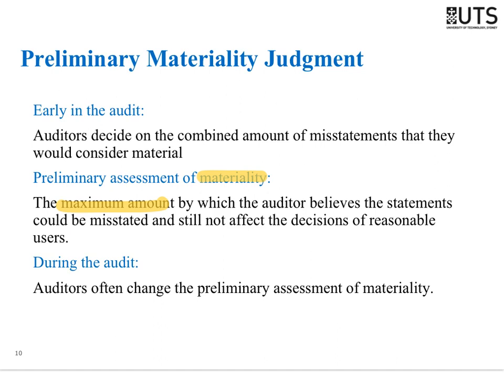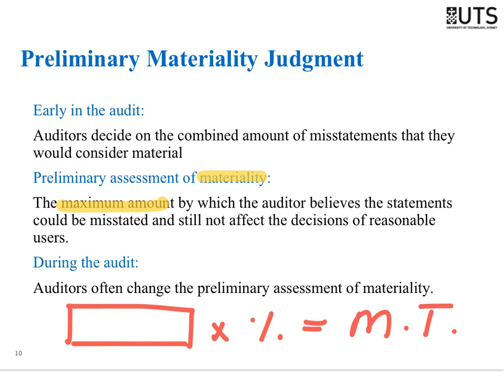As I said to you, the way that we actually go about determining this threshold is we select a particular base account, we multiply it by a certain percentage, and the result of that calculation is your materiality threshold. Now, what do I want to emphasize, guys? There is a great amount of judgment involved in this process. Why? Well, you need to decide what base account to use. That's judgment. You need to decide what percentage to multiply by. That's judgment.